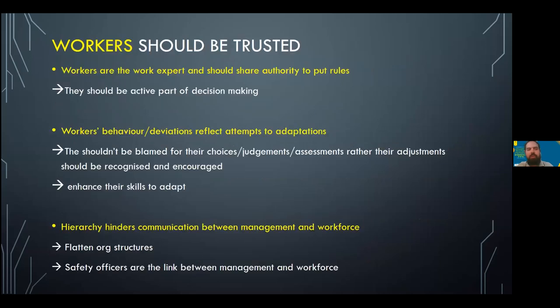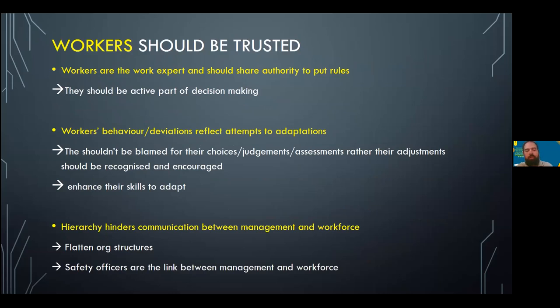There is also a redefinition, a different view, of workers according to Safety 2. According to Safety 2, workers should be trusted. As I said before, they need to get more authority to be part of the decision-making. Workers are the work experts. They should share authority to put rules. Their behavior reflects attempts or adaptations. We need to look positively at their deviations, at their mistakes or errors.